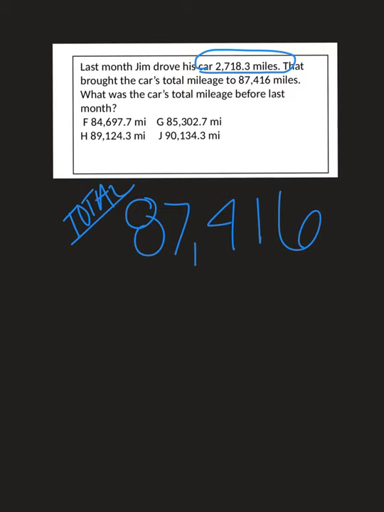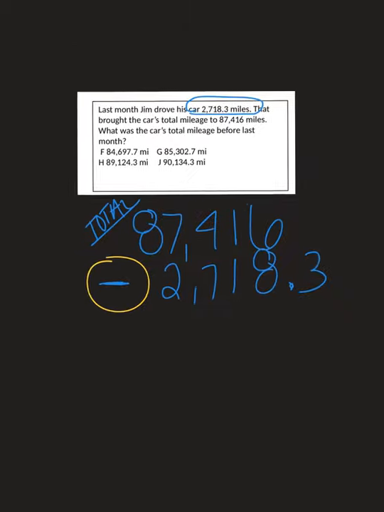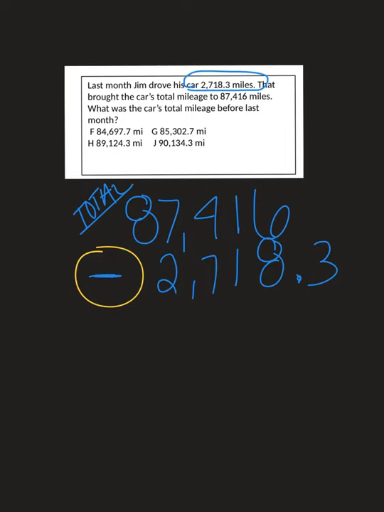Well, I have to subtract or reduce this by the amount of miles he drove last month, which is, there's a subtract right there. Last month he drove 2,718 miles. Oh, here's a problem. He also drove this extra little 3/10 mile. So what do I do up here? Just up here, there's nothing there.